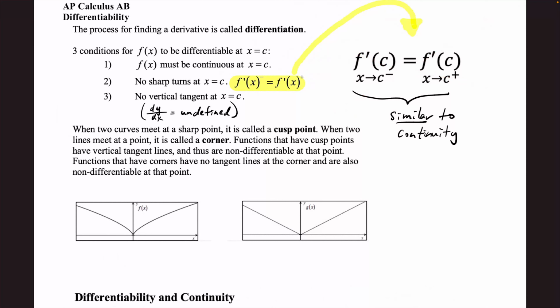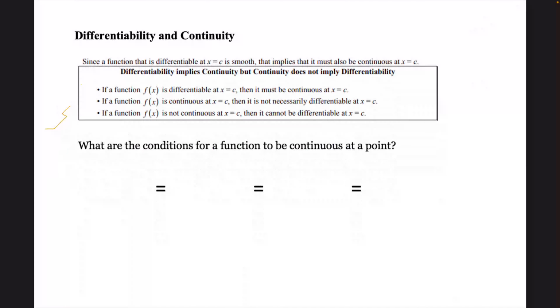So they put cusp points and corners. You don't really need to know those names, but why are those made? Abrupt turns, sharp turns. These are 2 examples of things that are continuous, but fail this guy because they have sharp turns at 0. Okay? Both of these guys are continuous. They'd pass continuity, but they wouldn't pass differentiability.